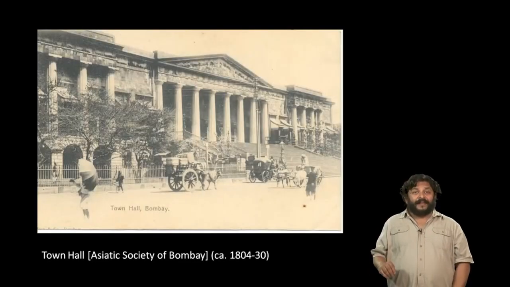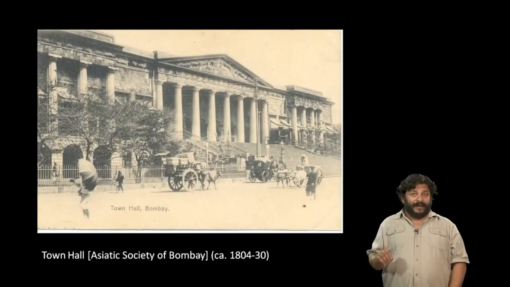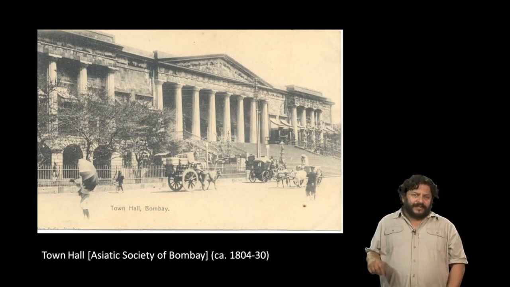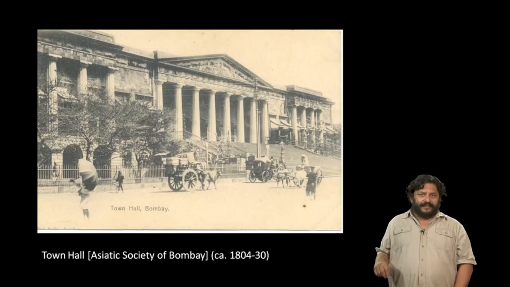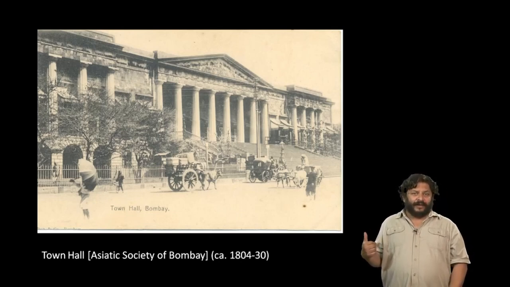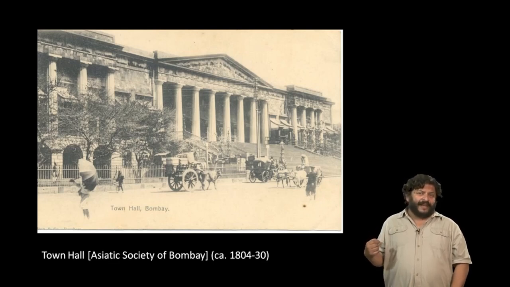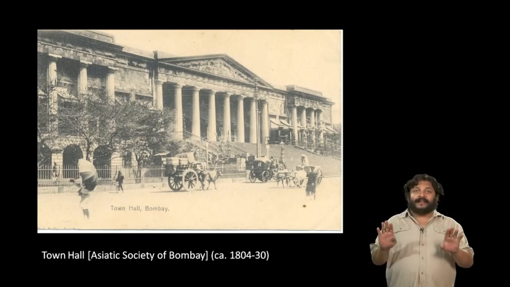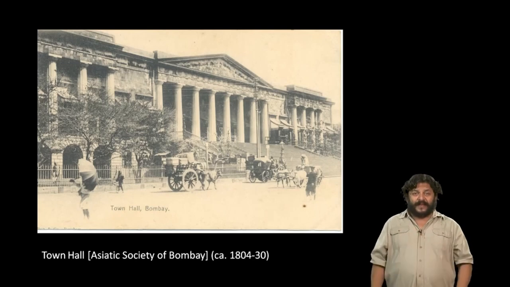If you look at something like the town hall in Bombay at what is called Horniman Circle now, which was earlier called Elphinstone Circle, this town hall, which houses the Asiatic Society of Bombay, built in the 1803-1804 period, when Bombay is really getting built, is built in the neoclassical style. Again, it has the characteristic facade with columns and a pediment.